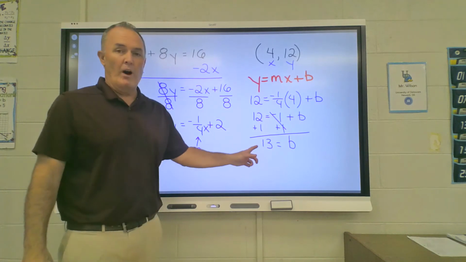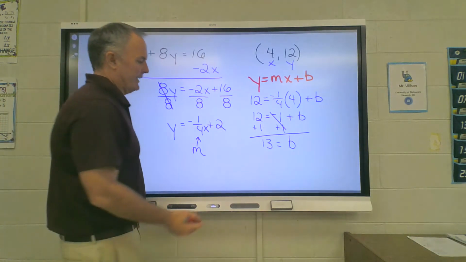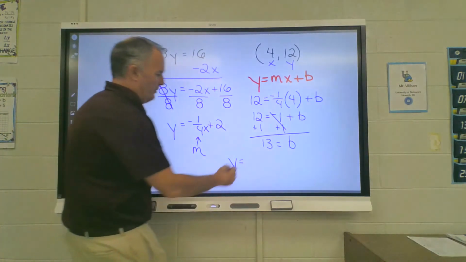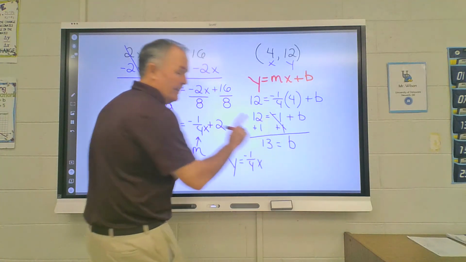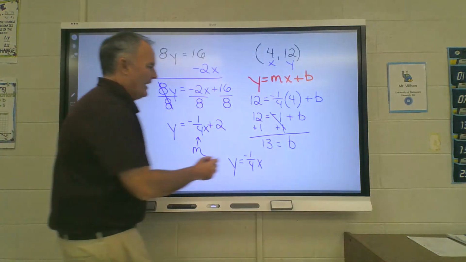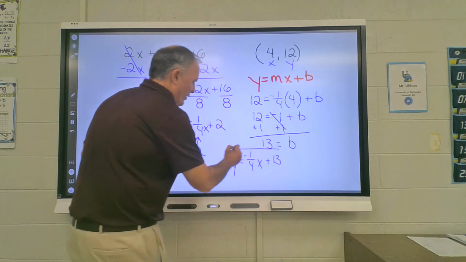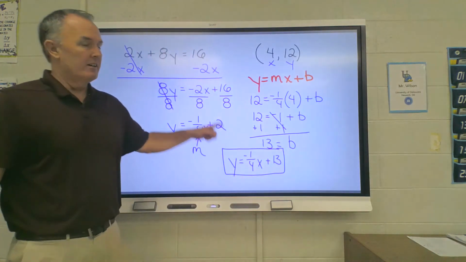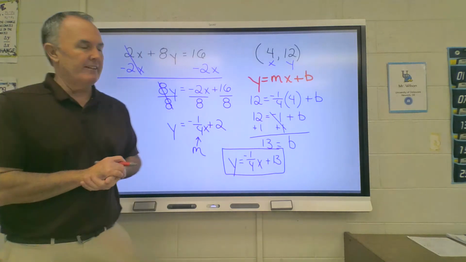So now that I have my y-intercept, and I know my slope, I can rewrite the equation. y equals, there's my slope, negative 1 over 4, x, didn't forget the x this time, and then plus 13. So this will be the equation for a line that is parallel to that line and runs through that point. All right?